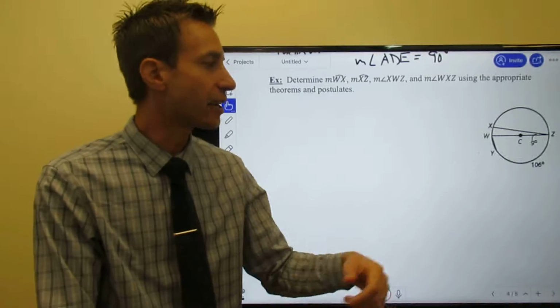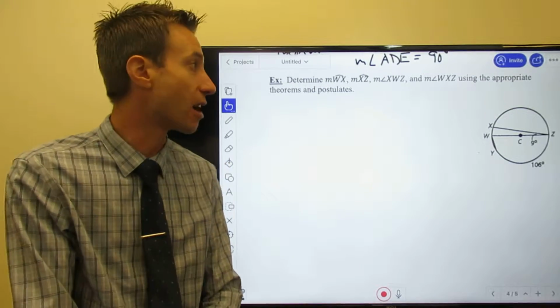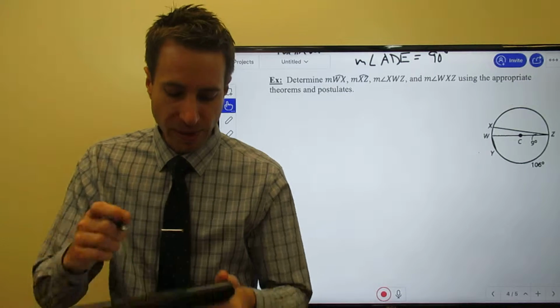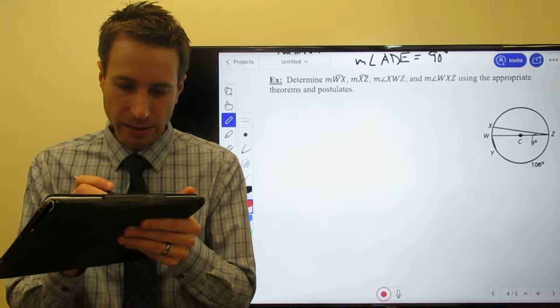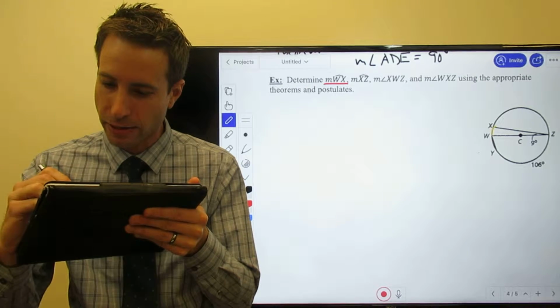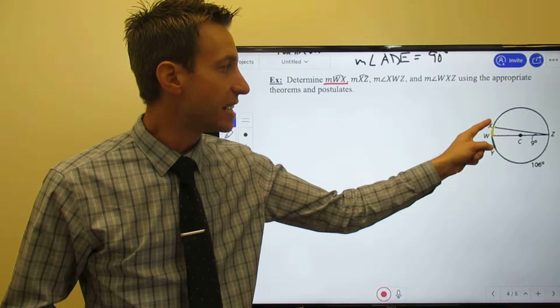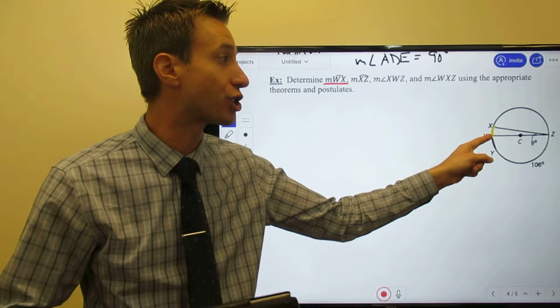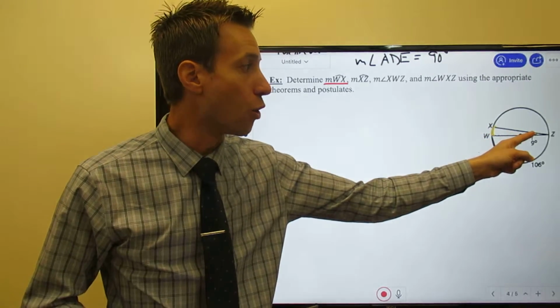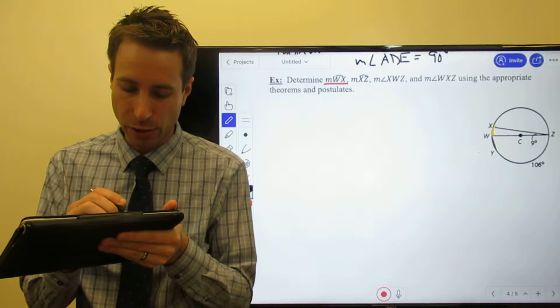I have given you a diagram. There are several pieces of information given to you in the diagram, which I'm sure will be very helpful in starting off to help us find the measure of arc WX. Here it is right here. Please notice that arc WX is the arc created by the inscribed angle I've given you. So this is going to be the inscribed angle theorem.